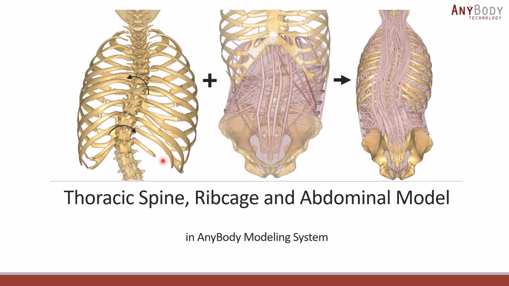With this new thoracic spine and ribcage model, you can specify any spinal alignment, and then the ribcage will follow. And also I'll explain a little bit about the new abdominal pressure model. In the abdominal pressure model, the volumes can have pressure inside, and then the muscles should balance the pressure forces.